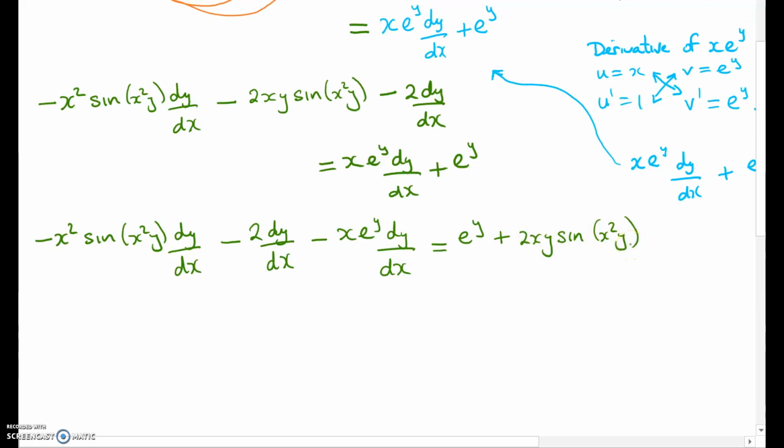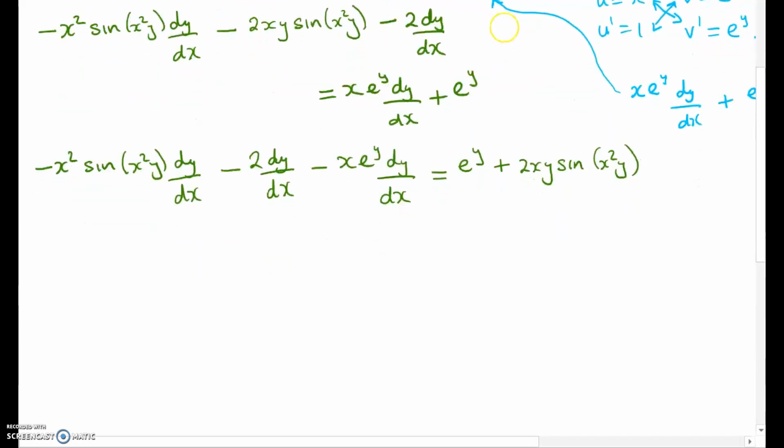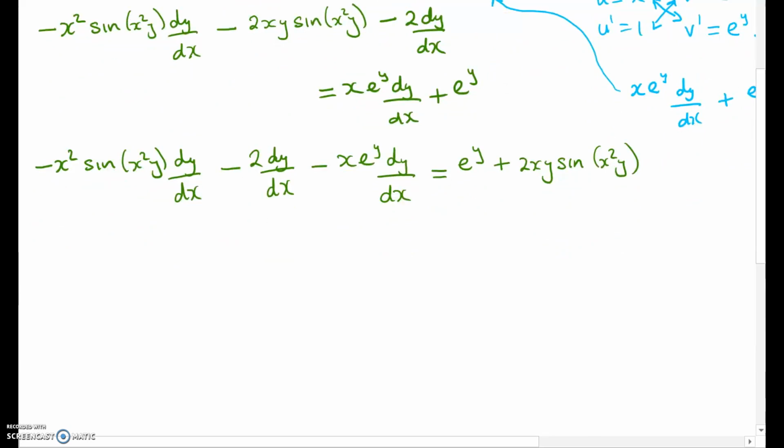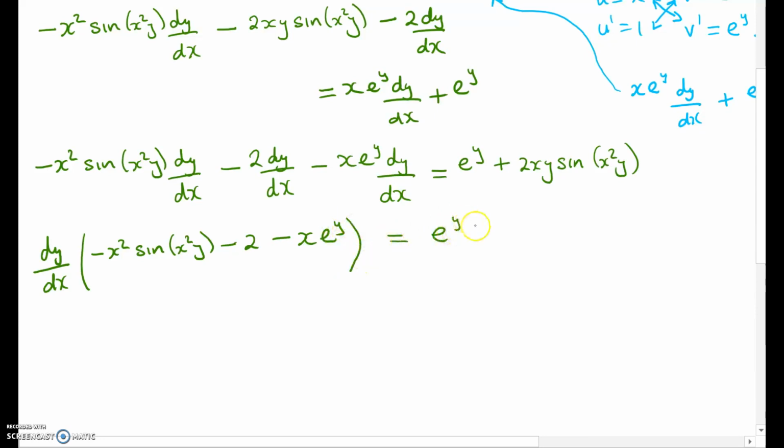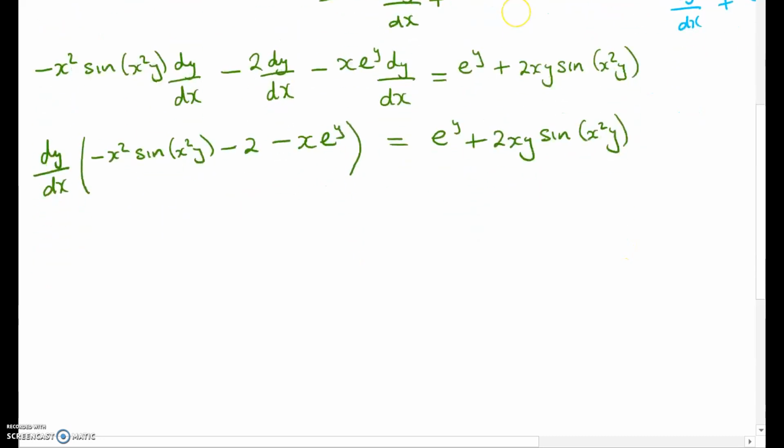Okay, so let's factor out the dy dx here. If you want to, you can factor out minus dy dx. That might make things a little bit more neat, but it's not necessary, so I won't do it this time. I'll just factor dy dx out, and that will give me negative x squared sine of x squared y minus 2 minus x e to the y is equal to e to the y. We're not doing anything over here because this line was just about factoring out dy dx. Okay, and then we divide by whatever is attached to the dy dx to give us our final answer.